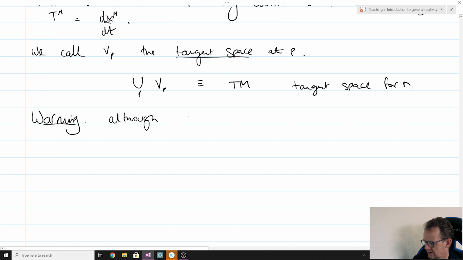Although the dimensions of these vector spaces at all these different points are the same, right? That was the theorem we proved. For all points in M, the dimensions of these vector spaces are the same. Although that is true, and further, when two vector spaces have the same dimension, they're isomorphic. There exists an isomorphism between them.